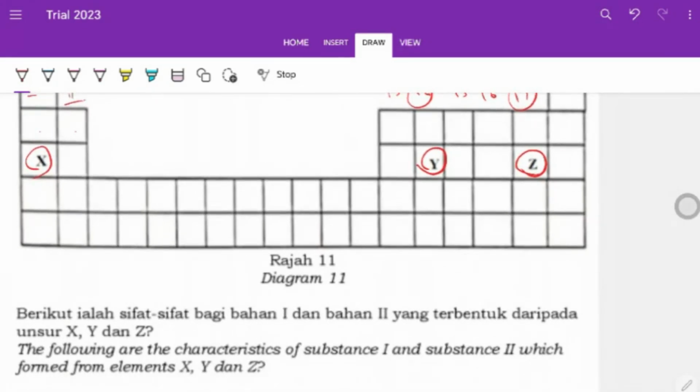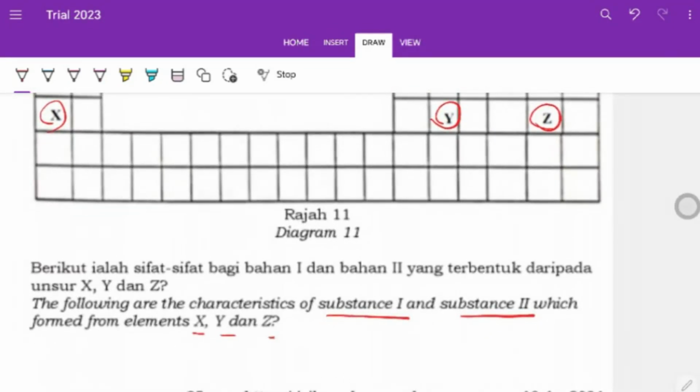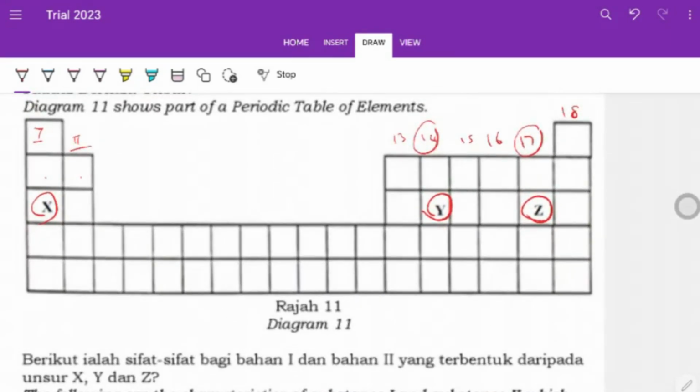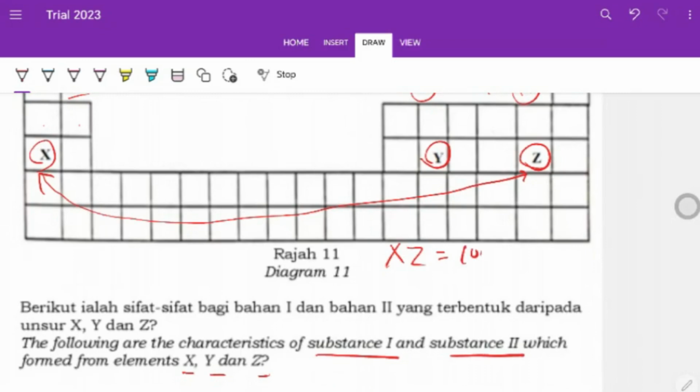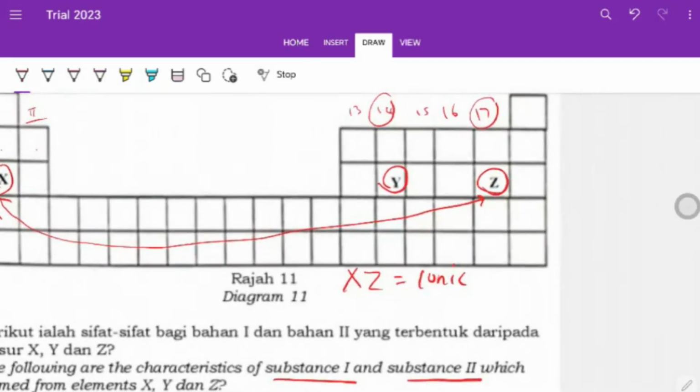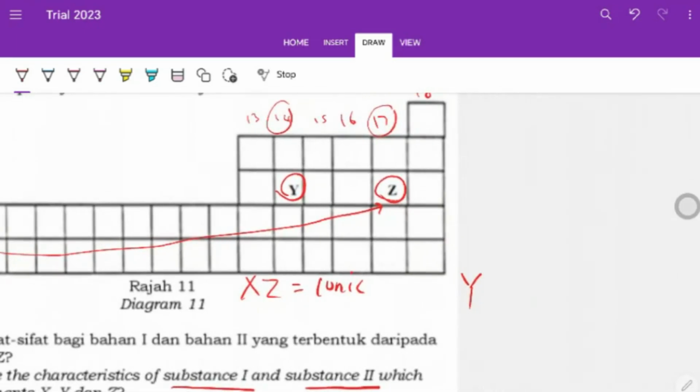The following are characteristics for substance 1 and substance 2, which form between X, Y, Z. So class, X and Z forms what? An ionic compound. The formula is exact, correct? Let's say Y and Z: covalent. What is the formula, class? If Y and Z form a compound, is it YZ? No, right?